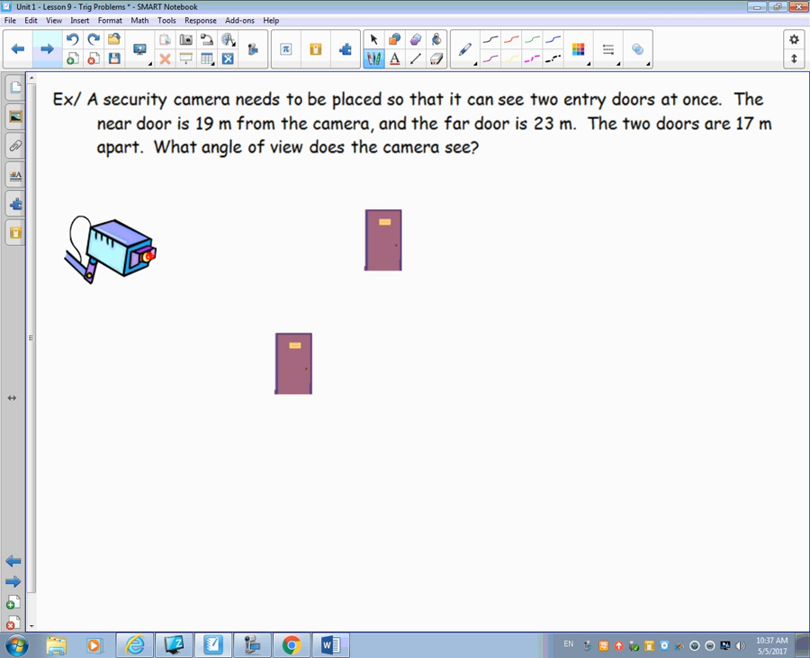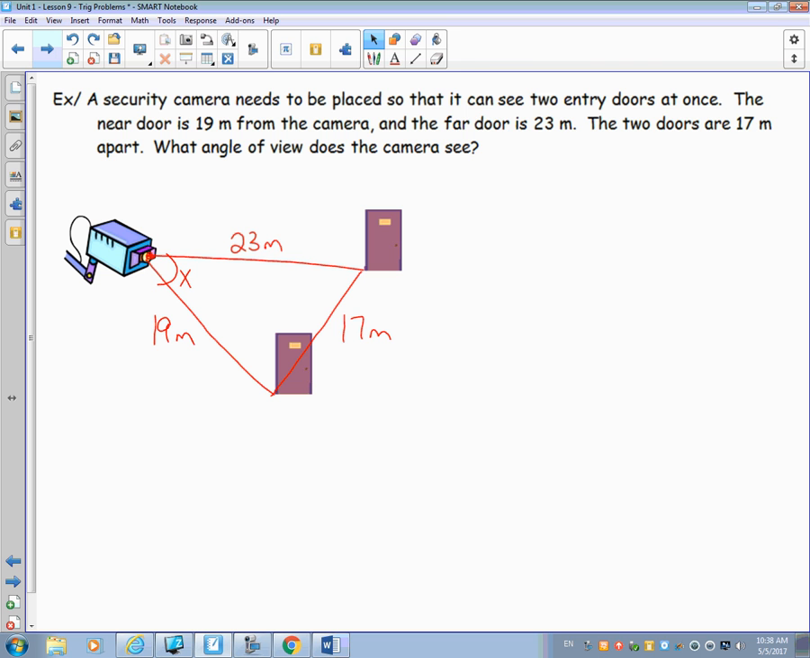So the camera is going to look at one door and the other door, and we know how far apart they are. Well, that kind of looks like a triangle. The near door is 19 meters. The far door is 23 meters, and they're 17 meters apart. What angle do they see? That's where the camera is going to move back and forth. So I need to ask myself, SOHCAHTOA, is it right angle? No. Do I know a pair? I don't know any angles, so I definitely don't know a pair. That makes this a cosine law question.